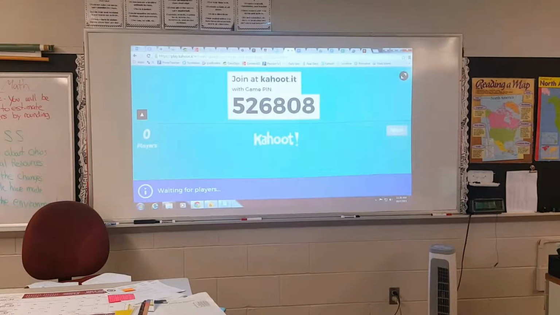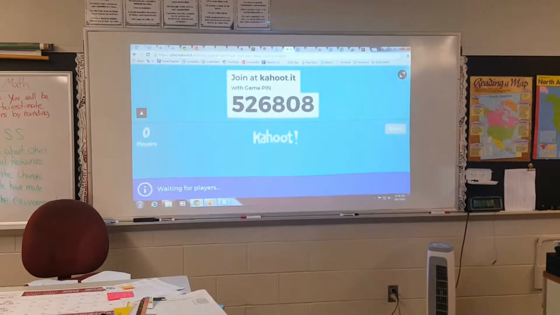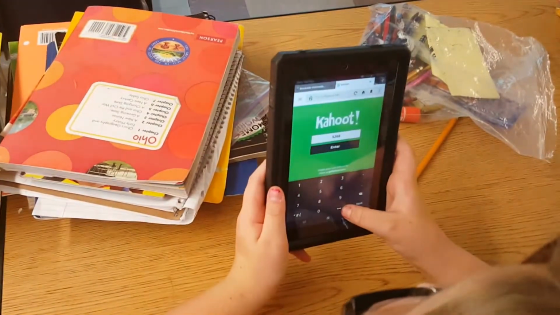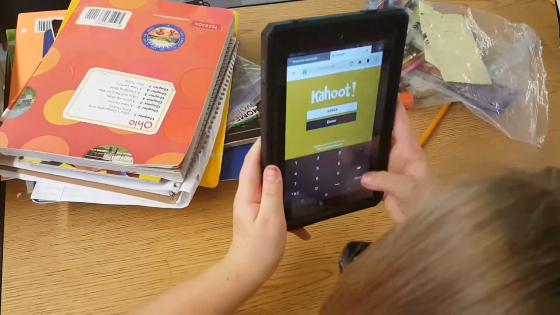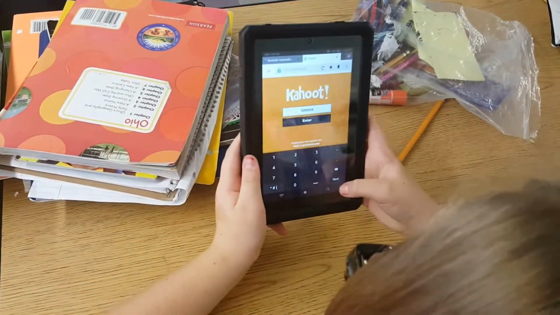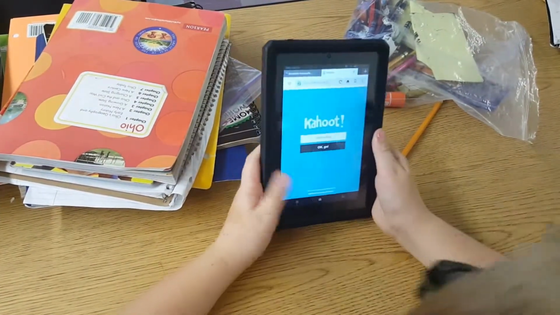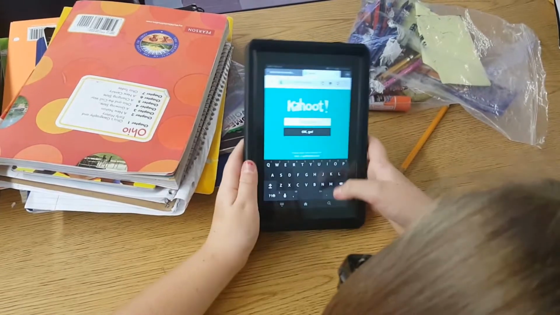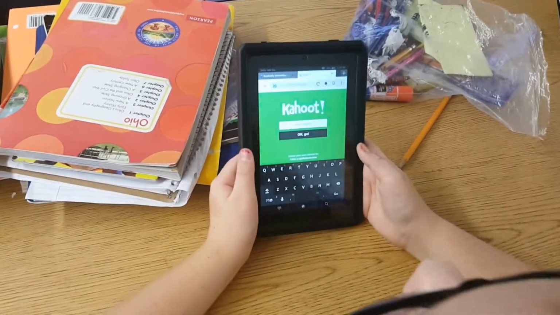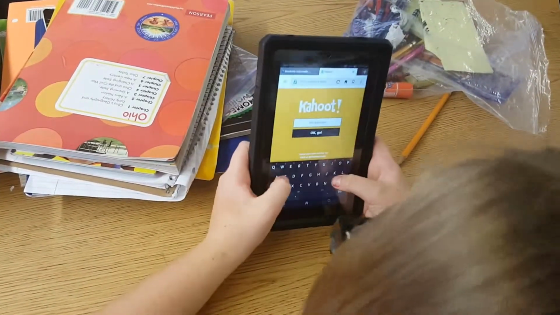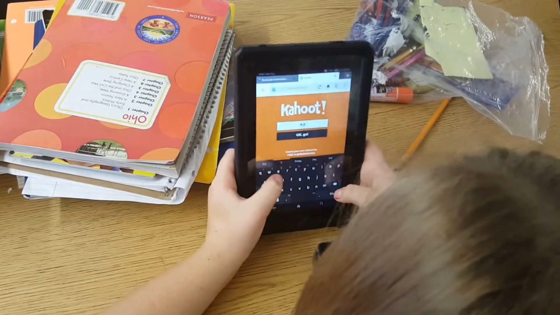The students have their Kindles or their tablets ready, and they're going to enter in the PIN number that you see on the smartboard, 526808. Once they enter that in, it will ask them for a name. If you like nicknames, you can do nicknames. If you like just regular first names, you can do first names as well. That's a personal choice and up to you.